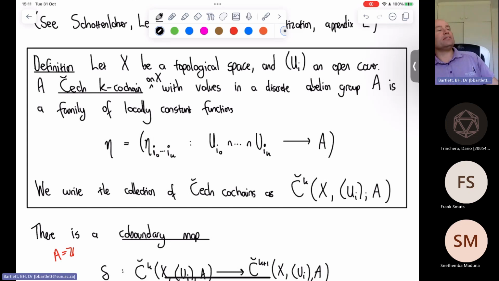Čech k-cochain, meaning a function defined on ordered intersections of k+1 open sets in the open cover, and you want to use a good open cover, and it's a locally constant function taking values in a discrete abelian group A. I'm allowed to apply it to things like the reals and the complexes, which I wouldn't normally think of as being discrete abelian groups, but I can always put the discrete topology on them. So to be locally constant just literally means to be constant there.